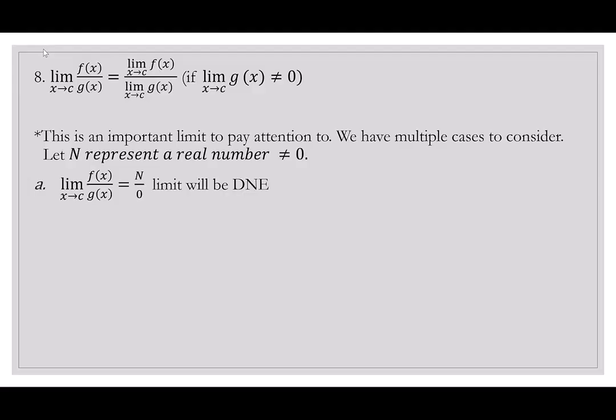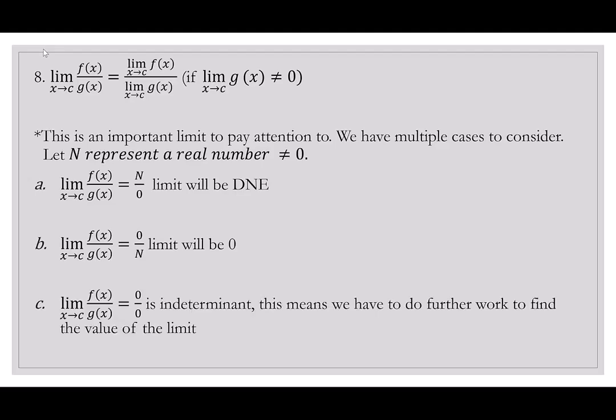So if I plug in my numbers and I end up with n over 0, I just say DNE. Flip it over: if I have the limit as x goes to c of f of x over g of x equals 0 over n, then the answer is 0. It's okay to have 0 in the numerator as long as I have a number in the denominator. And then this last case, if I plug in my c and I get 0 over 0, we call this indeterminate.